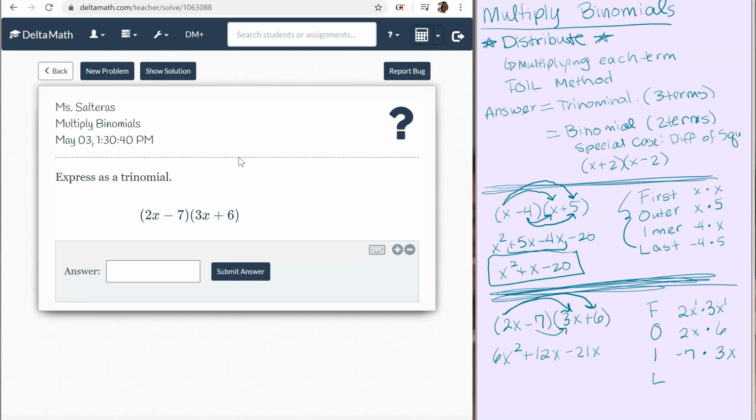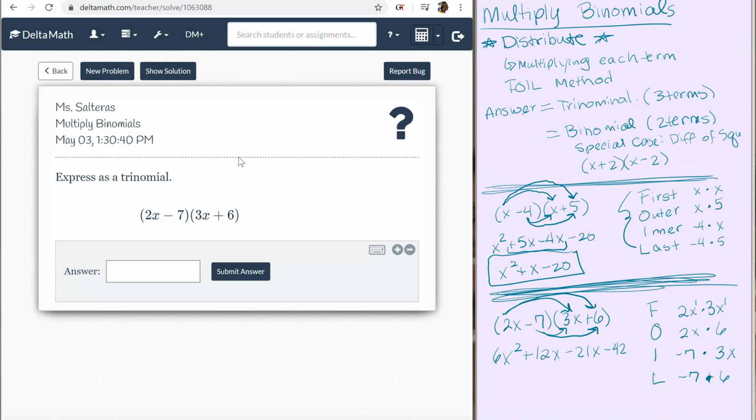And then lastly, the last two terms of each of the binomials. So negative 7 times 6, I don't know why I put a plus sign there, is going to be a negative 42. All right, and there we go.